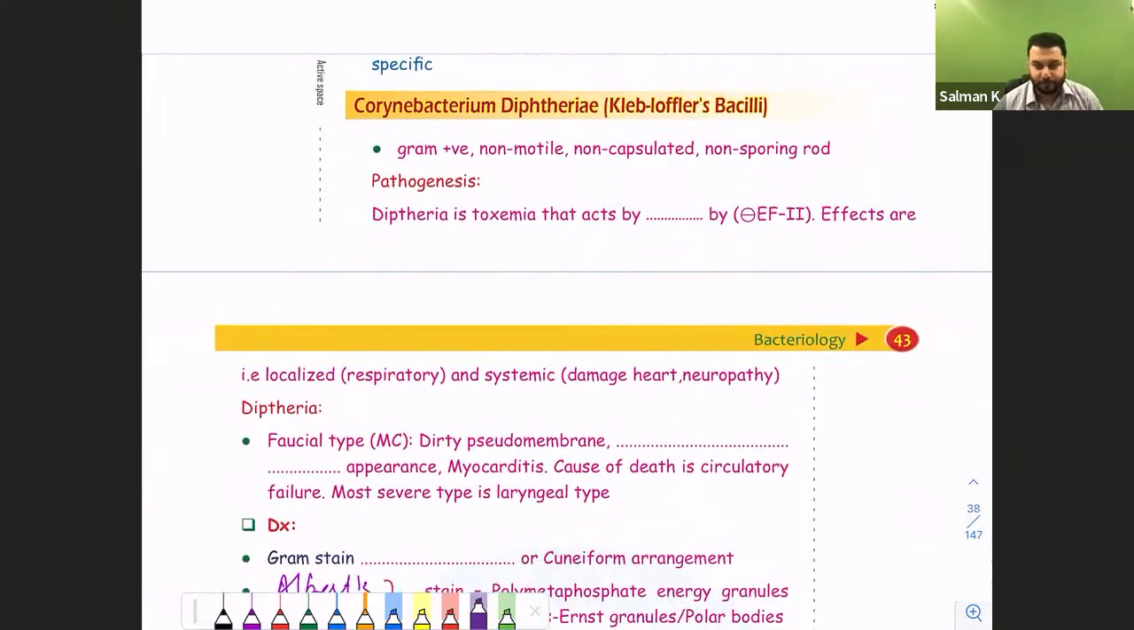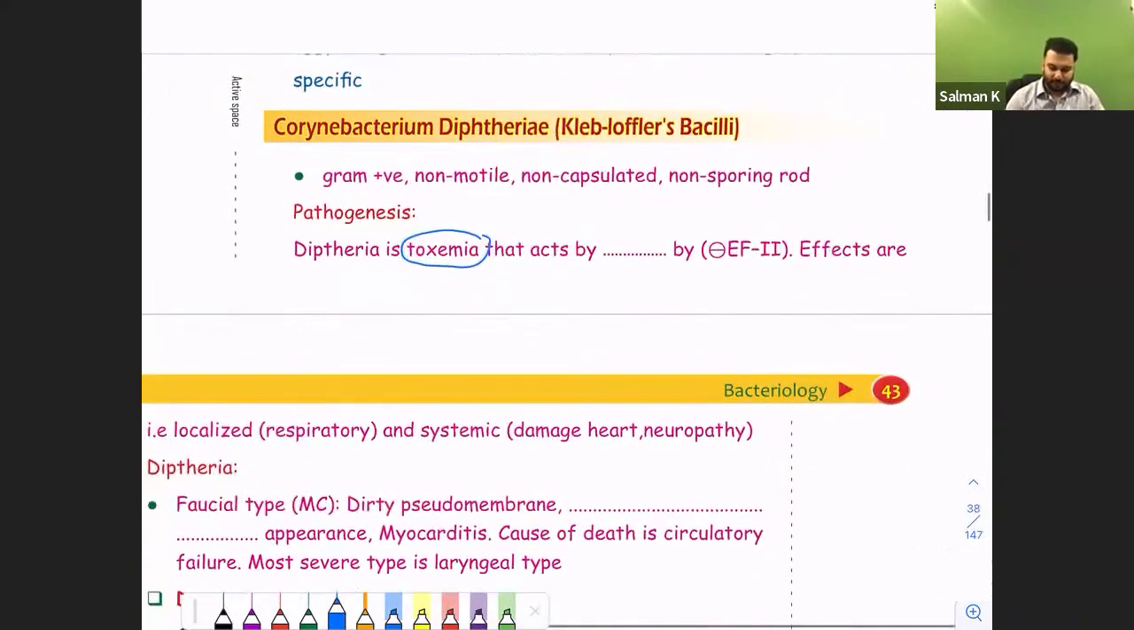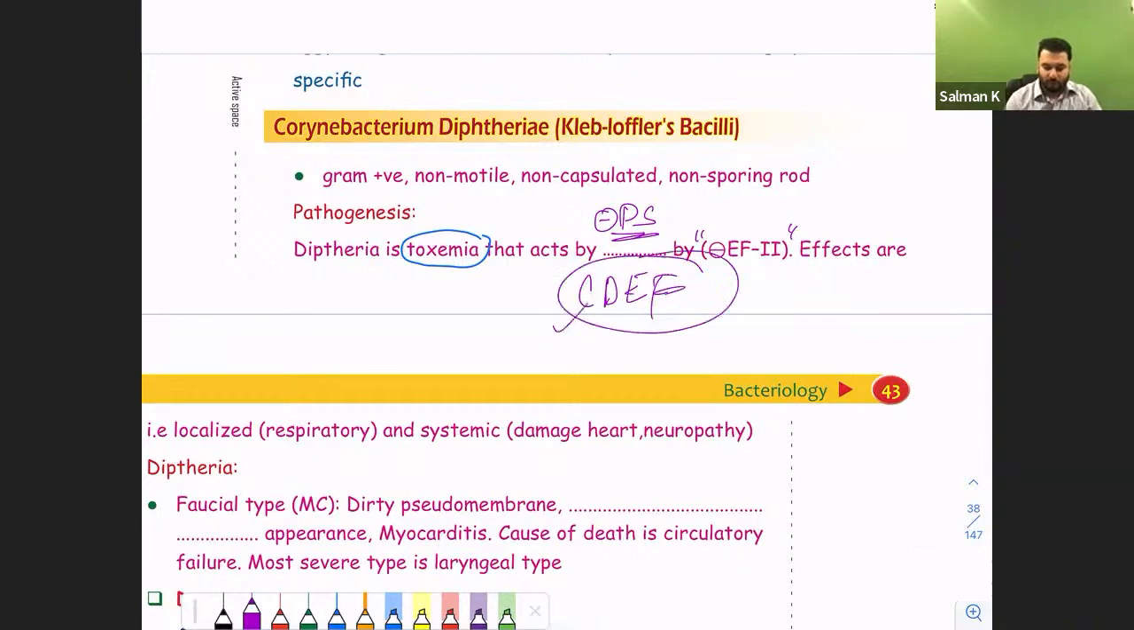Next is diphtheria. In relation to the diphtheria, you should know this disease is not directly by the organism, but rather due to the toxins, toxemia. Okay, it's rather due to the toxins, that is the toxemia. It works by inhibiting protein synthesis. The toxin of diphtheria works by inhibiting protein synthesis. So you should just remember one word, what I'm telling you, CDEF. Do you remember this mnemonic? Corynebacterium diphtheriae inhibits elongation factor. CDEF is Corynebacterium diphtheriae inhibits elongation factor.